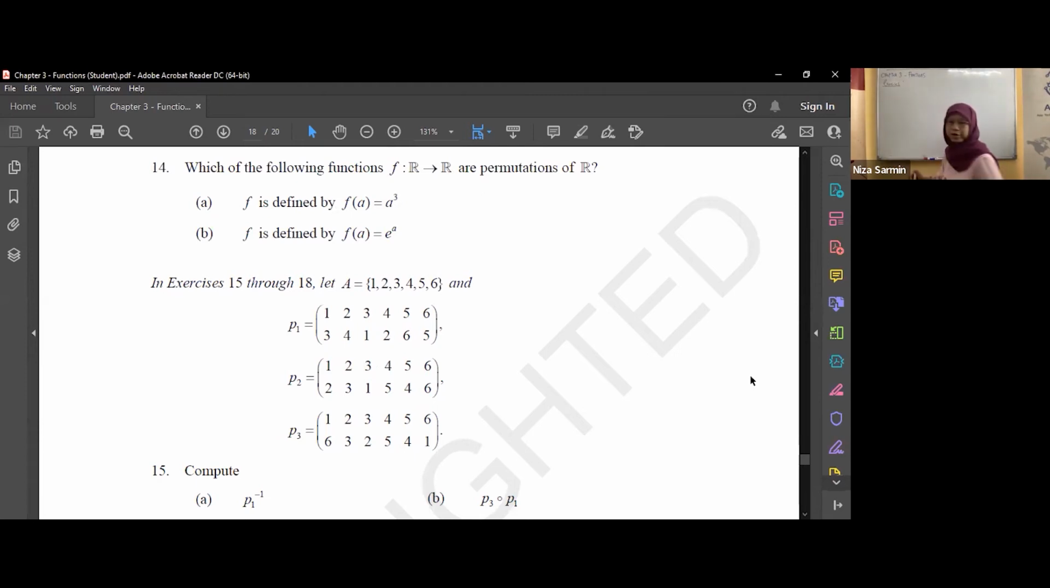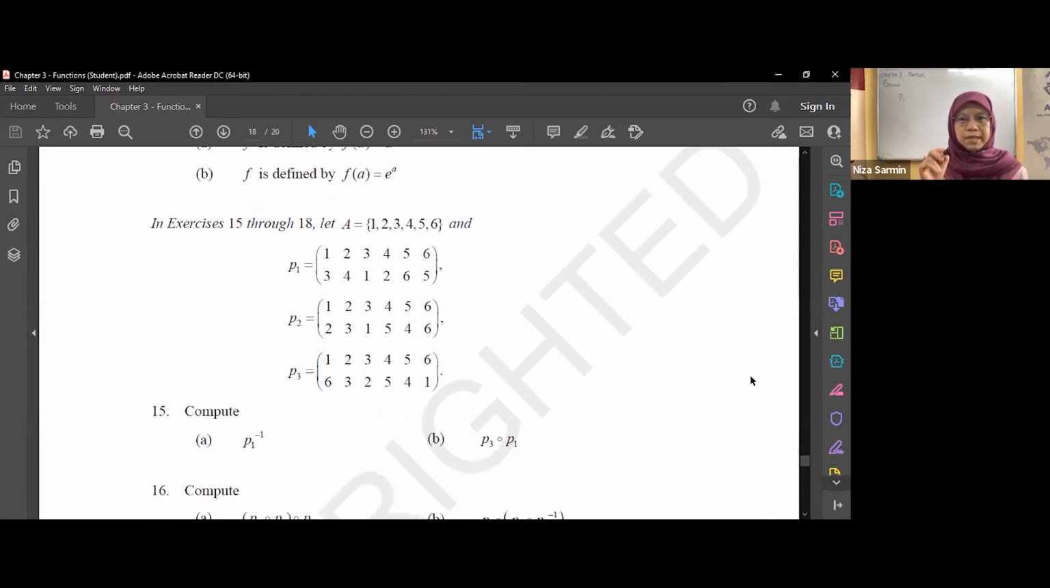I won't rewrite the matrix. I will just rewrite the answer, yeah? So P1, so this is question number 15 to 18. But before you write the question, write out every P1, P2, P3 in terms of permutation.